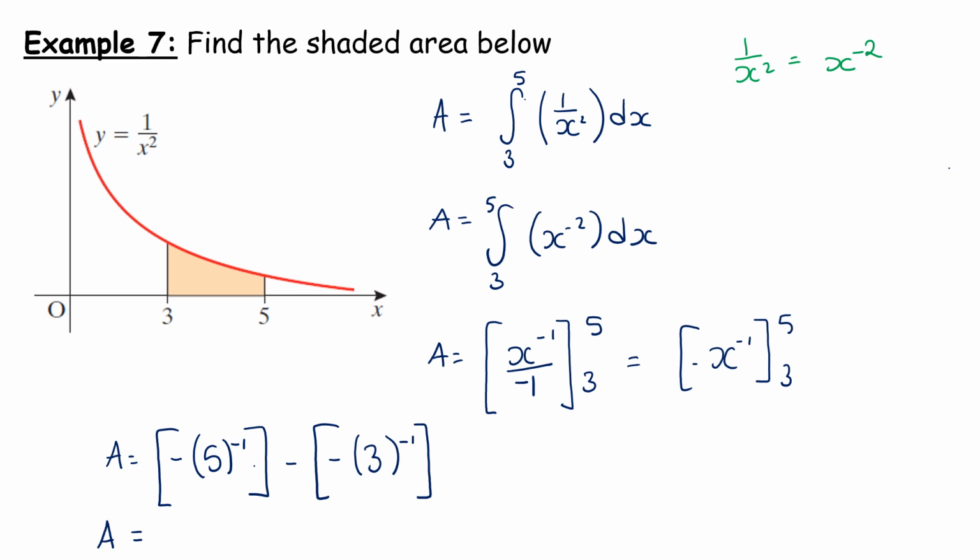So the first bracket is minus 1 over 5, minus, and then this is minus 1 over 3. A minus minus gives us a plus. And we can add them in our calculators and we get 2 over 15, and that is square units. There are no units like centimeters on our graph, so this area would be in square units, where each unit on our x and y axis would be squared.